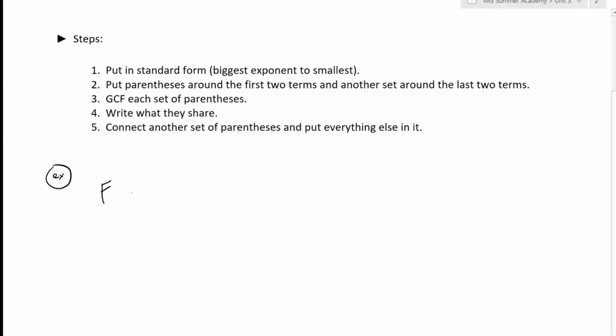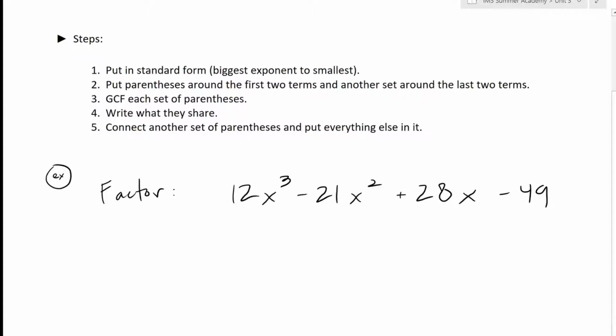So the instructions are going to be factor the following. So 12x to the third minus 21x squared plus 28x minus 49. All right, so we do see that there are 4 terms. The first thing we want to check is, is it in standard form? Let's see, exponents go 3, 2, 1, and then x to the 0. So it is in standard form.